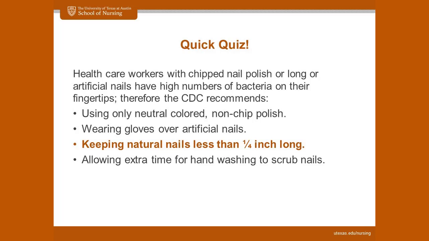The correct answer is C. Keeping natural nails less than 1/4 inch long. Keeping nails short will limit collection of bacteria under the nails. While chipped nail polish is a contributor to higher numbers of bacteria, the color of the polish does not matter. Wearing gloves over artificial nails is not sufficient to protect patients from the transmission of bacteria that may inadvertently be picked up in the environment. Artificial nails might also cause a tear in the glove. Even with extra time spent on washing hands to scrub nails, bacteria are still more likely to exist under artificial nails.